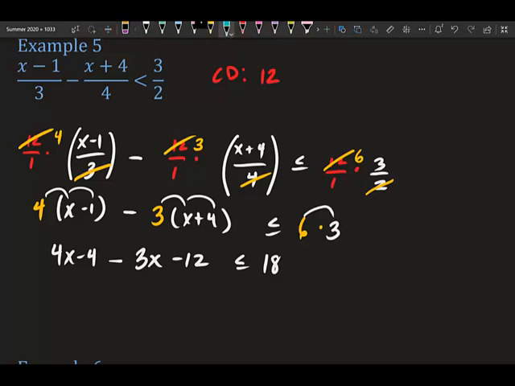All right, let's combine like terms. So we have 4x and negative 3x. We're just left with 1x. Then we have negative 4 and negative 12. That's negative 16. And that's less than or equal to 18.